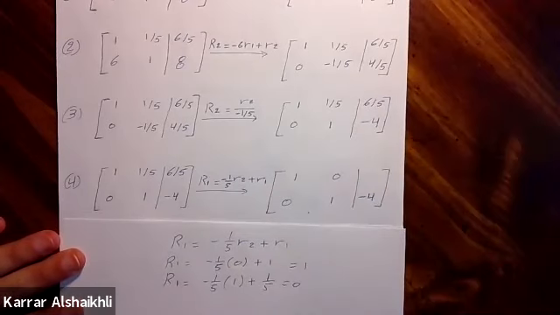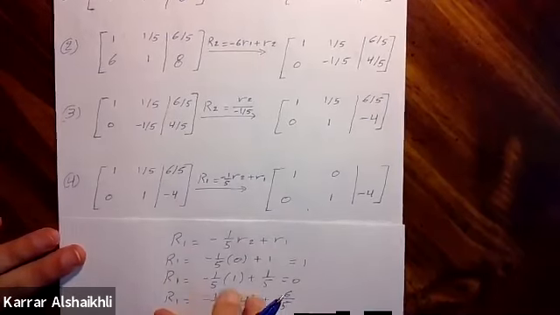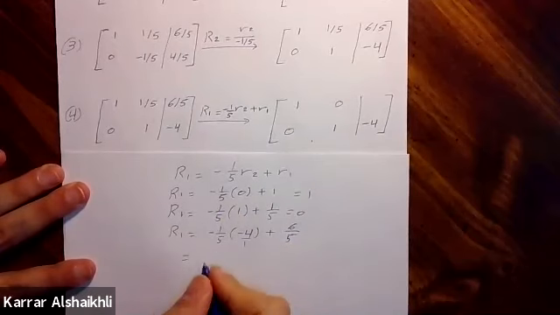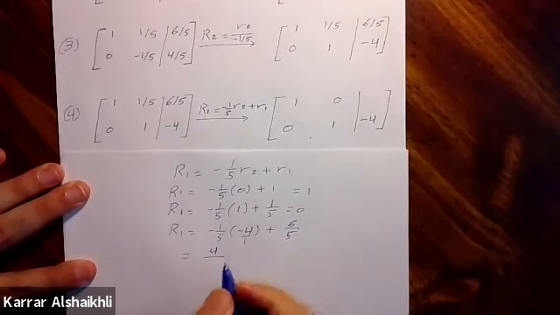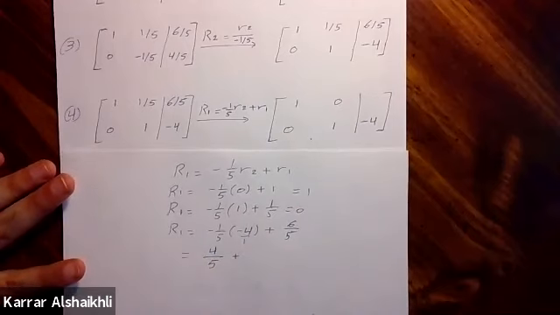Now the last number, negative 1 over 5 times negative 4 plus 6 over 5. Let's do this one. Negative times negative is going to be positive. This is over 1 because we're multiplying straight across. So 1 times 4 is going to be 4. 5 times 1 is going to be 5. Plus 6 over 5.